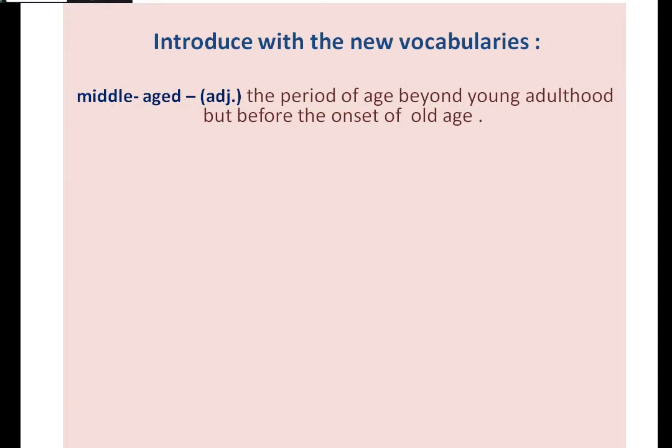Now let's introduce the new vocabularies of this lesson. The first one is middle aged. It is an adjective, the period of age beyond young adulthood but before the onset of old age. Suppose your father or mother is middle aged. So you can say, my father is a middle aged man.